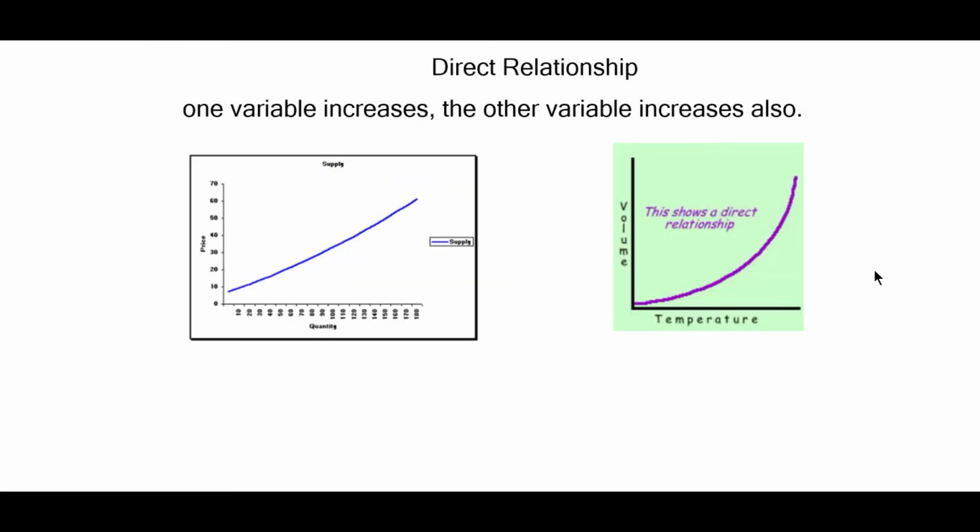When we're looking at the relationship between the variables, we can say that this is a direct relationship in both of these graphs. As our independent variable increases, our dependent variable increases as well. This is also called a positive correlation in your math classes.